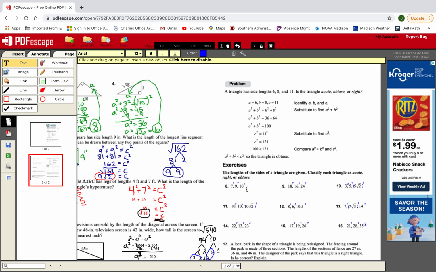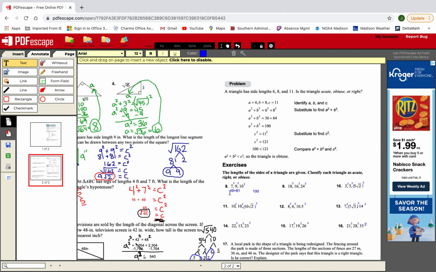Now my 2 smaller ones are my a squared plus b squared. So 7 squared is 49, and 9 squared is 81. And then I have 10 squared over here, which is 100. And I need to compare those. Okay, so 49 plus 81.